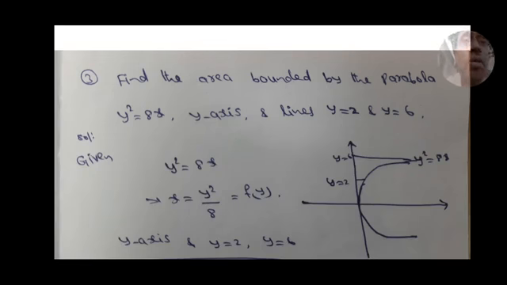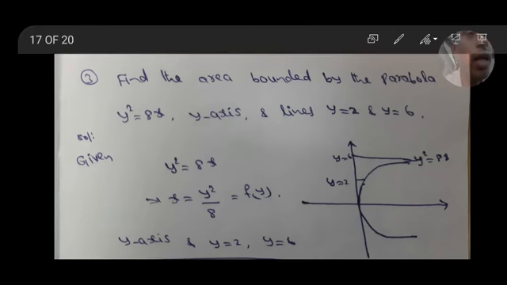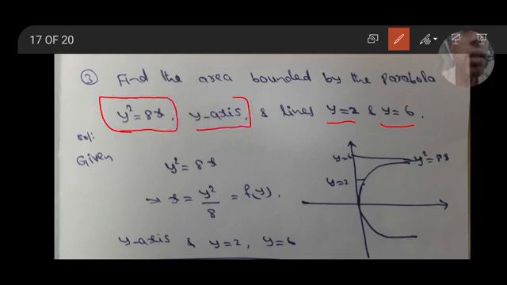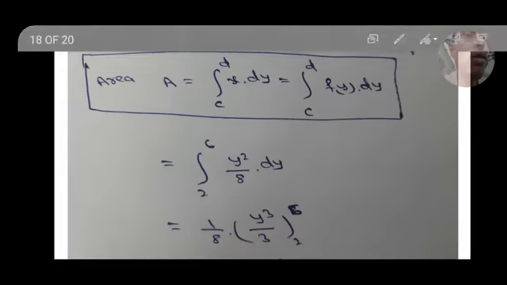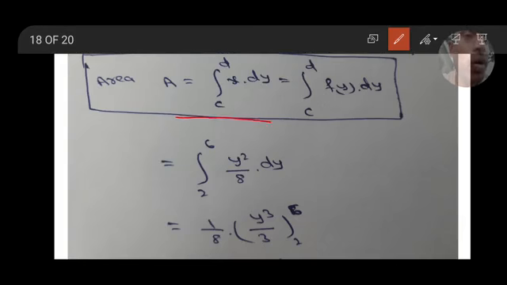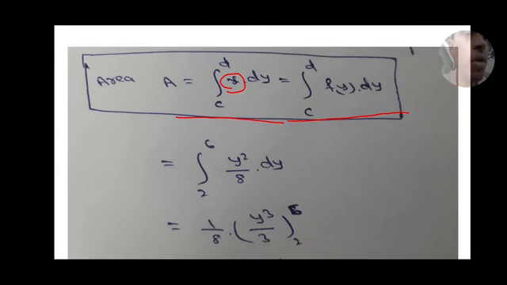Next, third problem. Find the area bounded by the parabola y square equal to 8x, y axis, and the lines y equal to 2, y equal to 6. Okay, here y square equal to 8x is the curve, and given y axis, what is the formula? Boundary with y axis means area equal to integration c to d x into dy, or integration c to d f of y dy. Means we have to write the equation in terms of x equal to f of y.